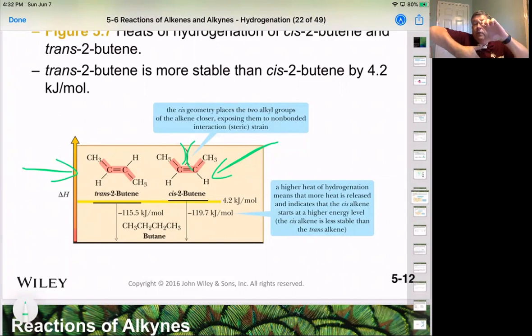Once you get the trans, you have no more strain. These are just floating out in space. In that cis, it actually releases more energy. So it's the less stable of the double bonds.